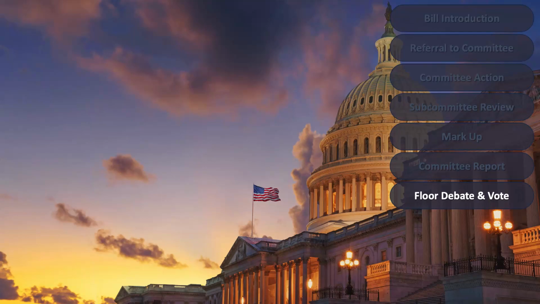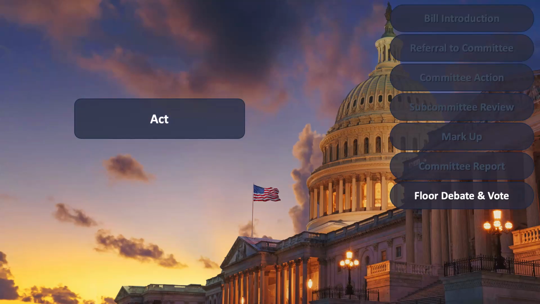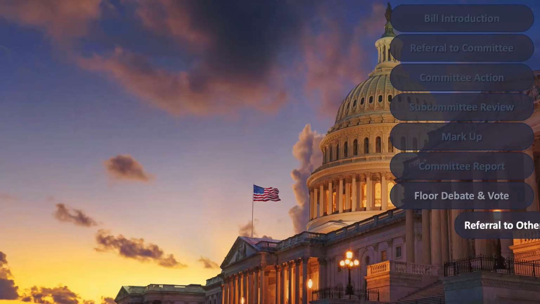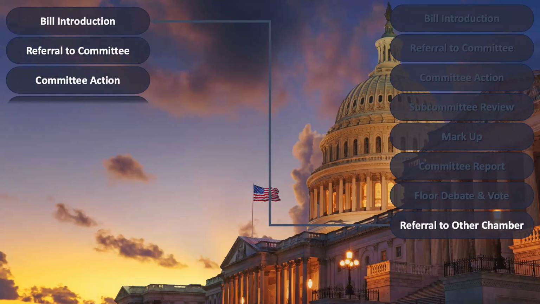If the bill passes one chamber, it becomes an act. If the measure has not yet been considered by the other chamber of Congress, it then is referred to that other chamber for consideration, where it will go through similar committee and floor actions.